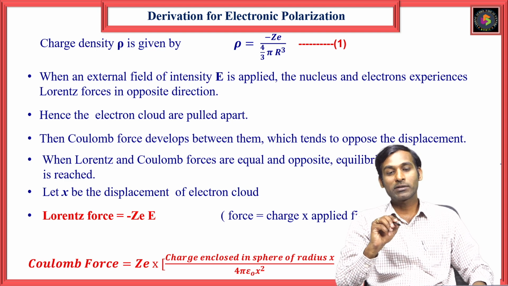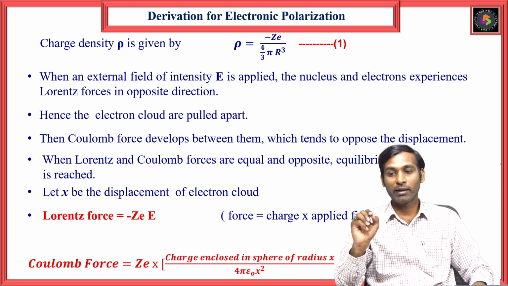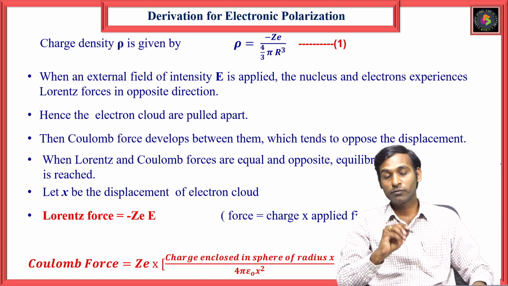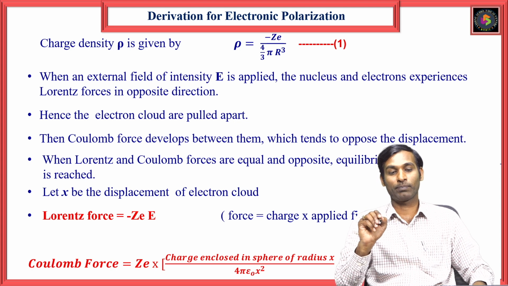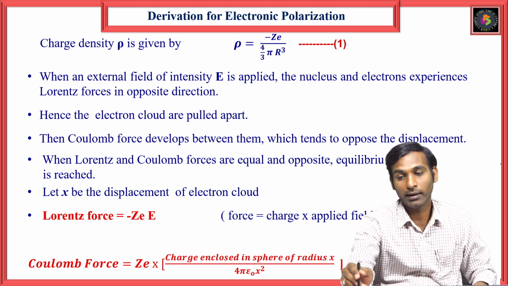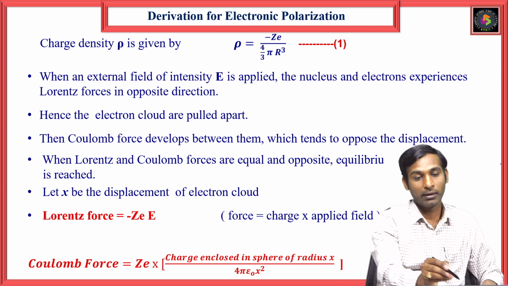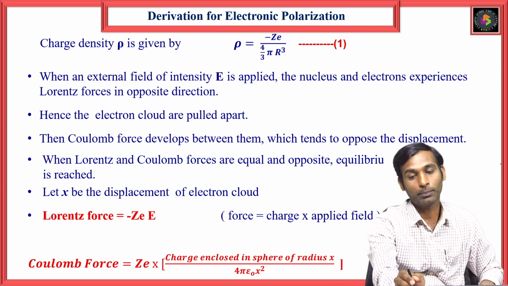So when an external field of intensity E is applied, the nucleus and electron cloud experience two forces. One is the Lorentz force in the opposite direction. The nucleus and electron cloud experience Lorentz forces in opposite directions, so the electron cloud and nucleus are pulled apart.